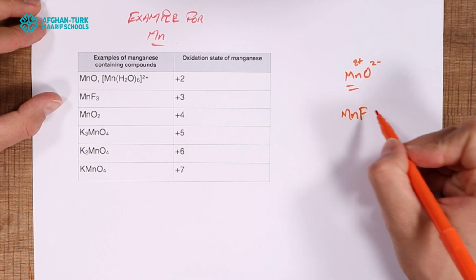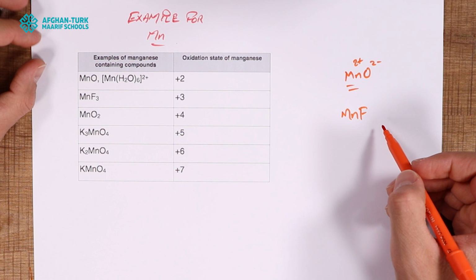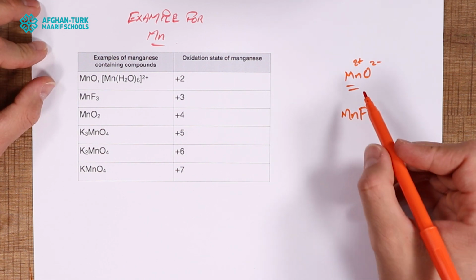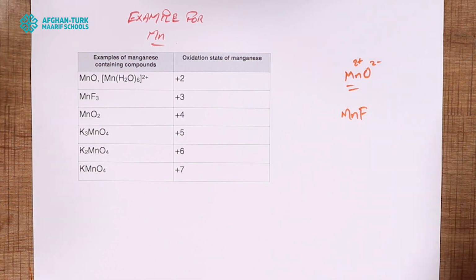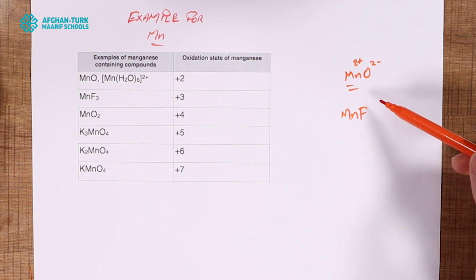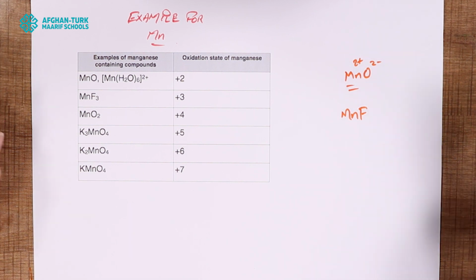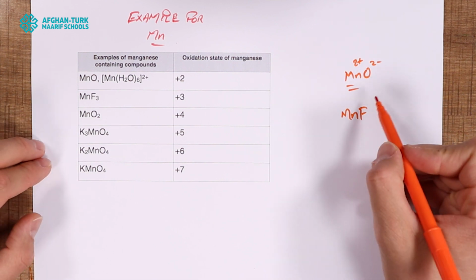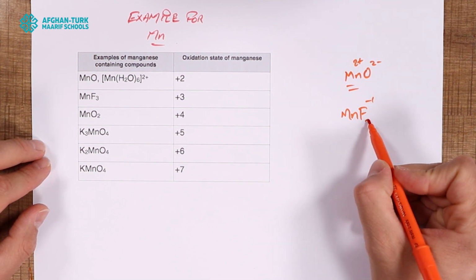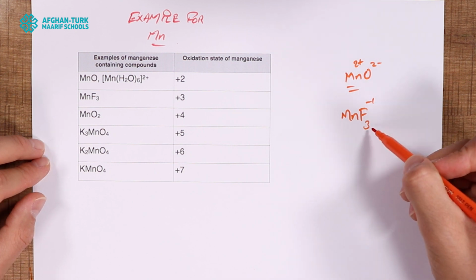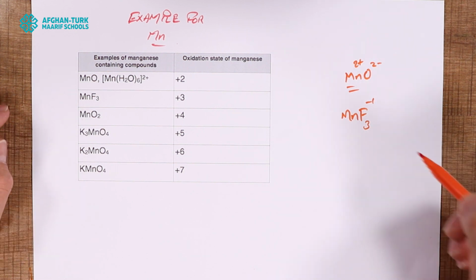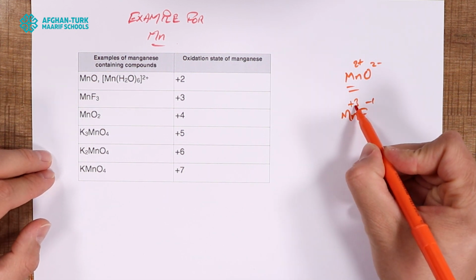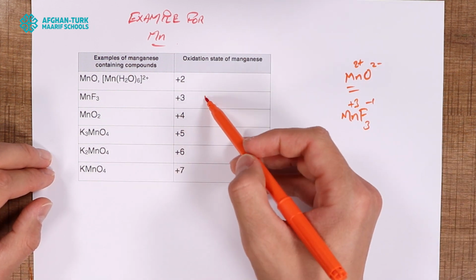When it comes to manganese trifluoride, you can see that there is a plus 3 charge. We know that fluorine is always minus 1, and it won't donate electrons to any other element. It will always gain electrons. If we have 3 fluorine, minus 1 times 3 makes minus 3, so manganese is plus 3 over here.